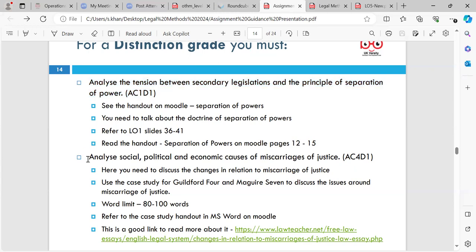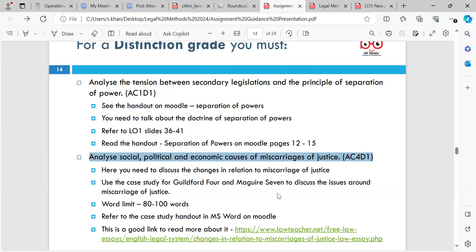The next part of it, if you want to get a distinction, is to analyse social, political, and economic causes of miscarriages of justice, AC 4D1. You need to make it clear that you have done the distinction work. The extension work, merit or distinction.